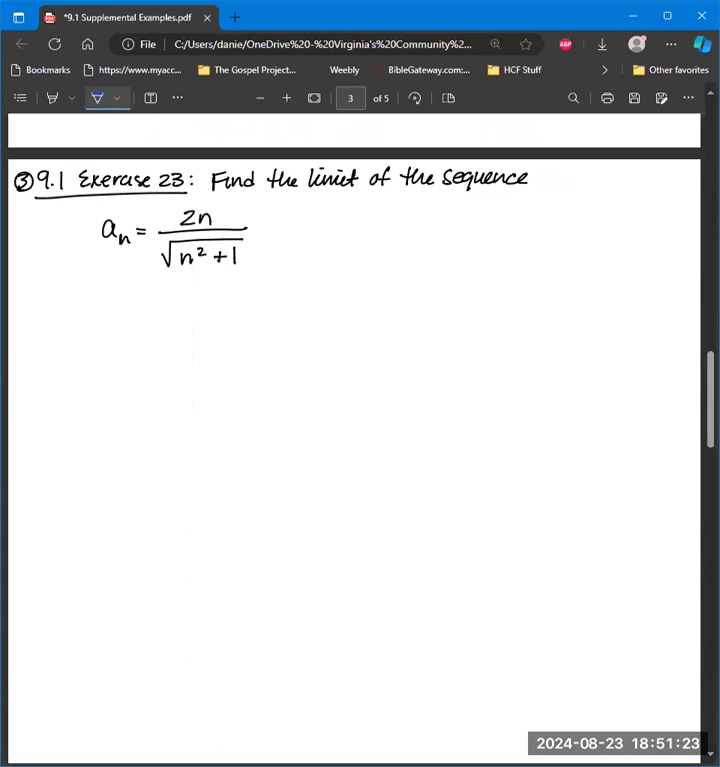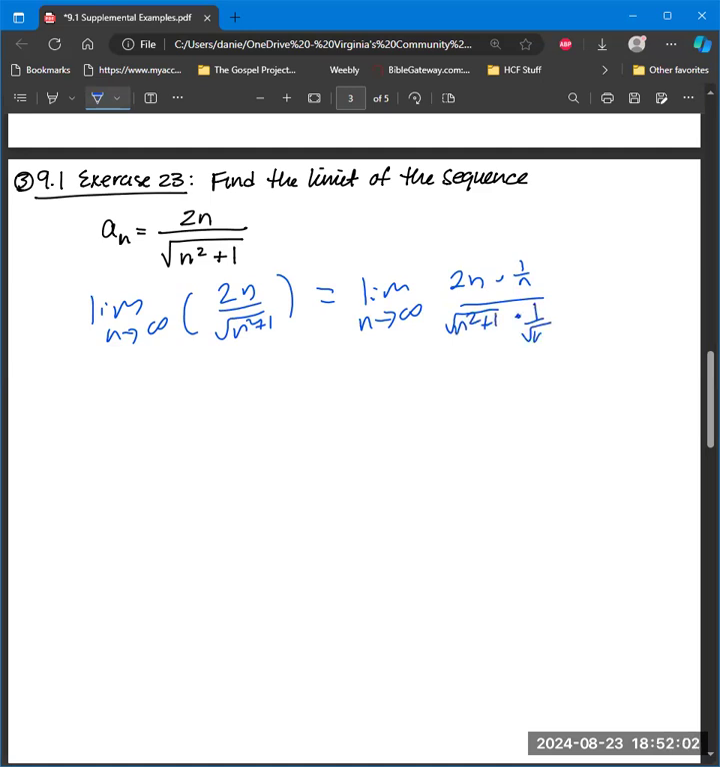Find the limit of the sequence here. Limit as n goes to infinity, 2n over root n squared plus 1 is going to be equal to limit as n goes to infinity of 2n times 1 over n, over the square root of n squared plus 1 times 1 over the square root of n squared. Since this is going to a positive number, I'm allowed to do that.